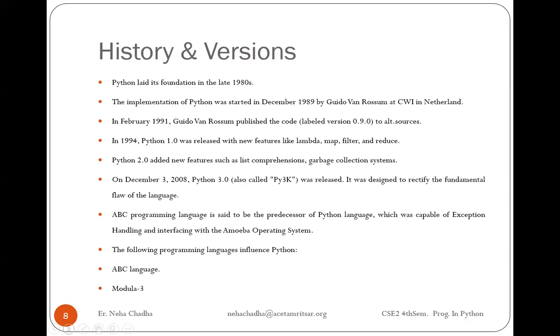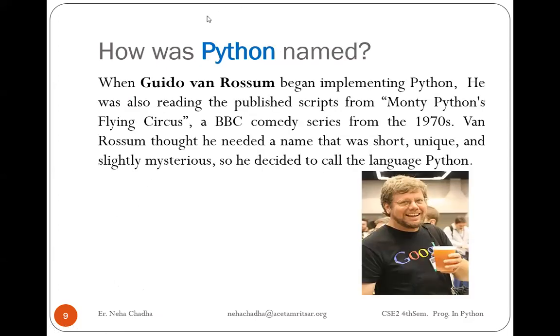These are old languages, ABC and Modula-3. How was Python named? Why is it called Python? When Guido van Rossum began implementing Python, he was also reading the published scripts from Monty Python's Flying Circus. Actually, there was a comedy series on the BBC in the 1970s named Monty Python's Flying Circus. The founder was a great fan of that comedy show. So he named the language Python because he wanted to give a very short, unique, and slightly mysterious name to his programming language.